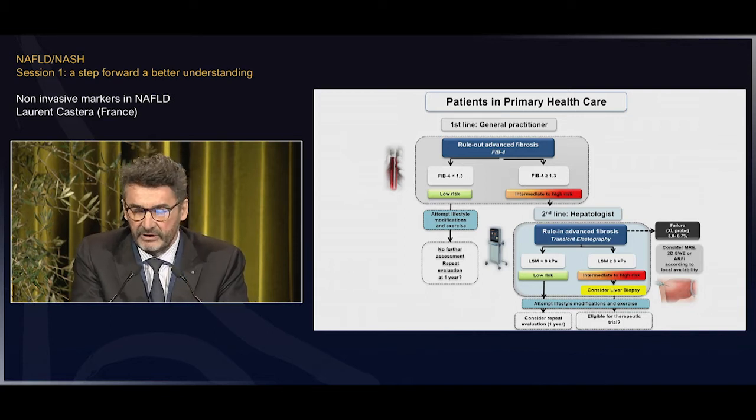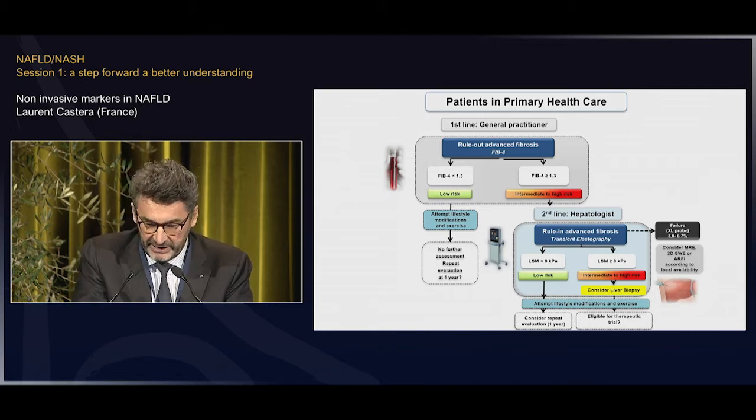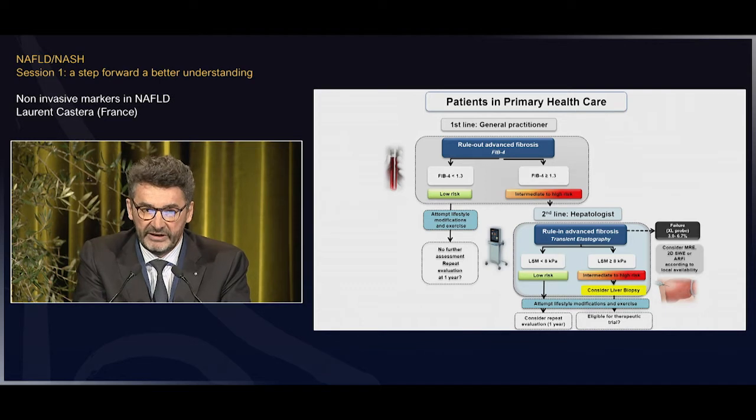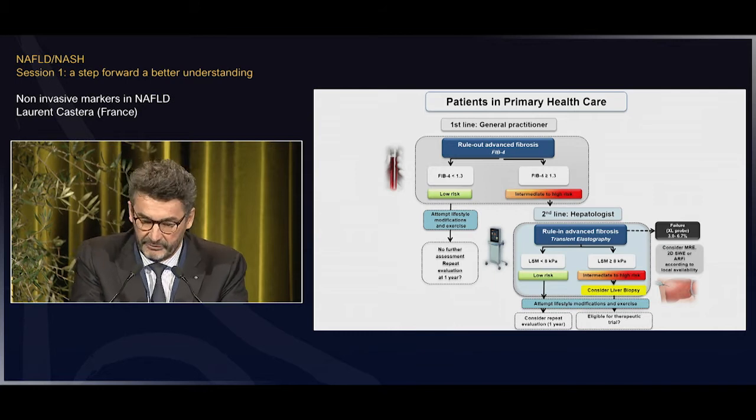You start with FIB-4, and I think if you want to address the GP, you need a very simple message. Below 1.3, you keep the patients. Above 1.3, you send the patient. You refer the patient to the hepatologist. Otherwise, if you start with a dual cutoff strategy, it will never work. It's very confusing for them.